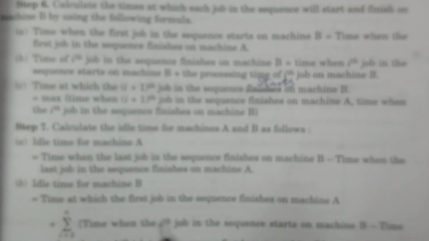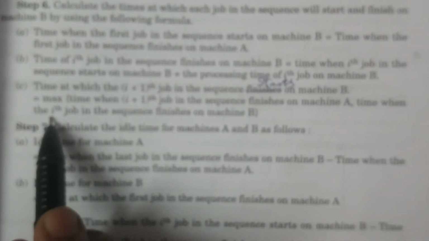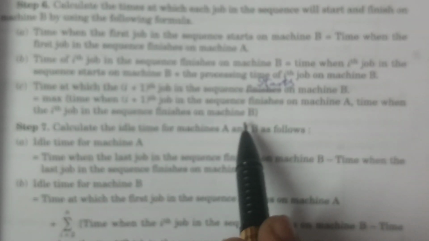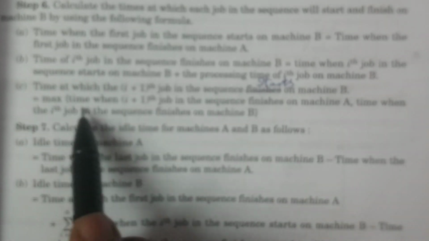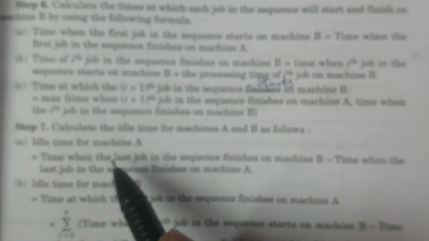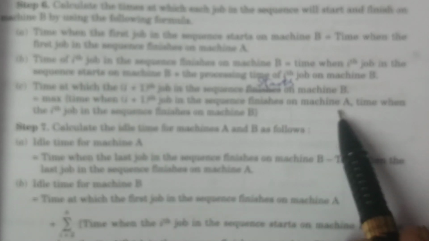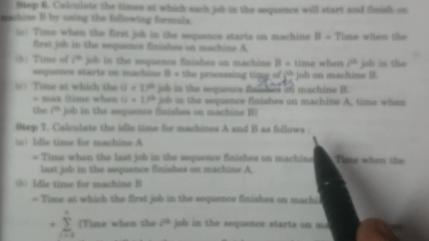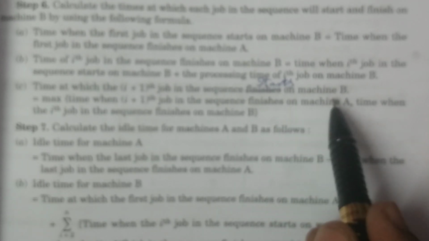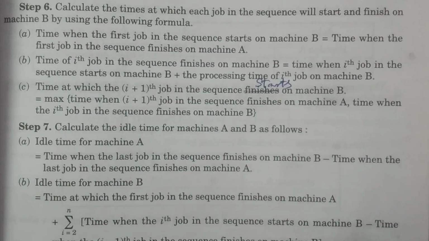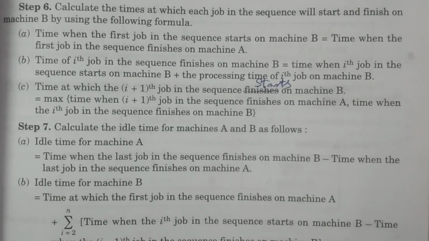For example, I will give you an example. Suppose the first job, that is the ith job, with i equal to 1, finishes on machine B at 10 hours. But the next job, the (i+1)th job, which means the second job, finishes on machine A at 15 hours. What is the time period you have to consider as the starting time on machine B for the (i+1)th job, that is the second job? You have to consider 15, not 10. We have to consider the maximum.